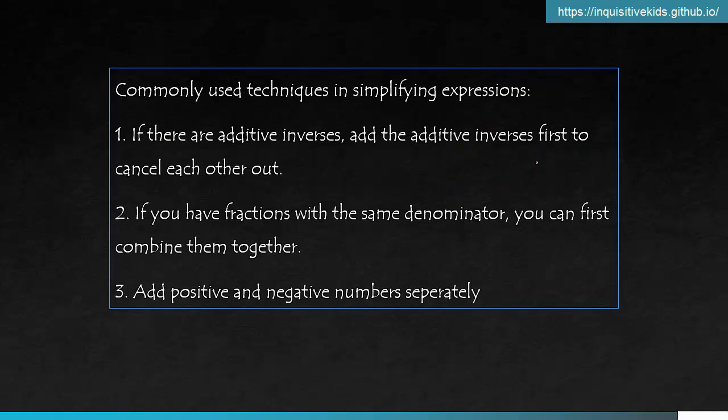Here are the commonly used techniques in simplifying expressions. Number 1, if there are additive inverses, add the additive inverses first to cancel each other out. Number 2, if you have fractions with the same denominator, you can first combine them together. And number 3, add positive and negative numbers separately.